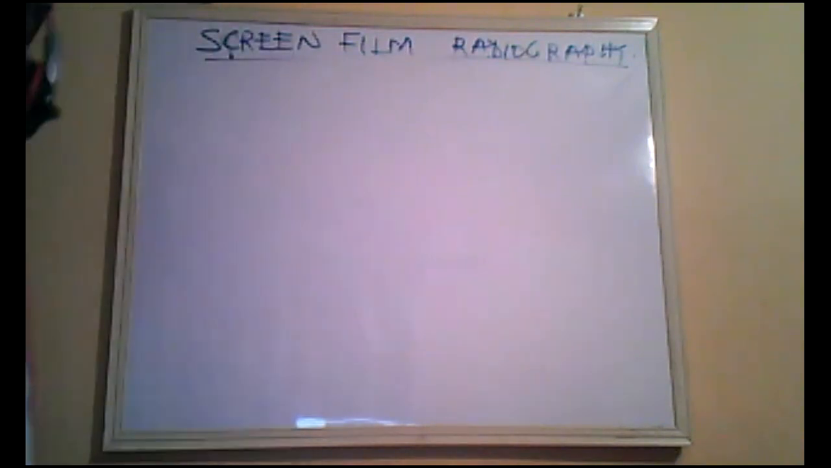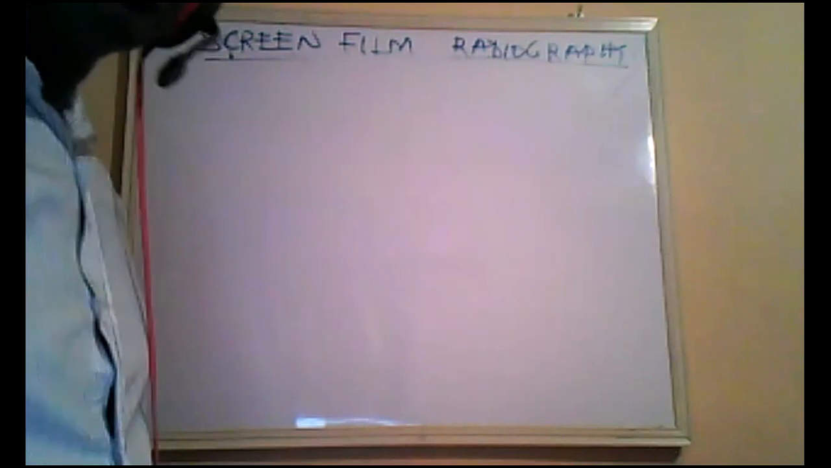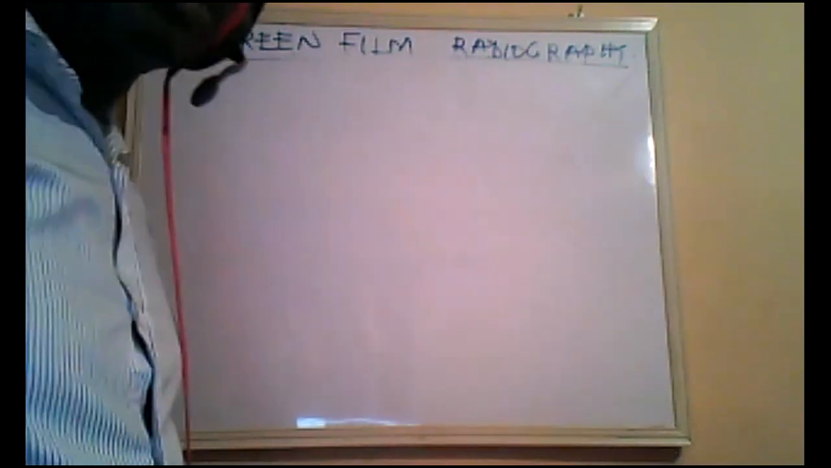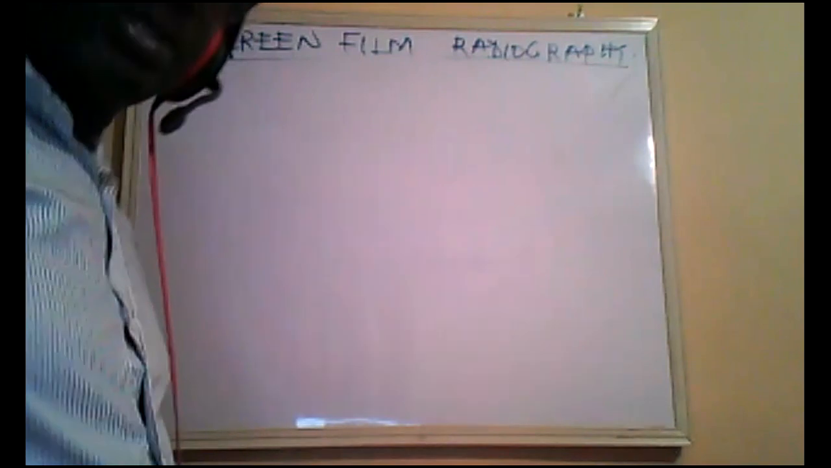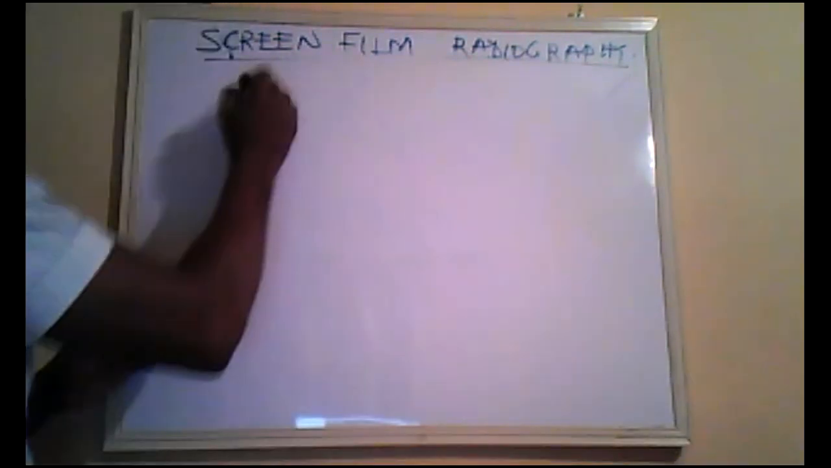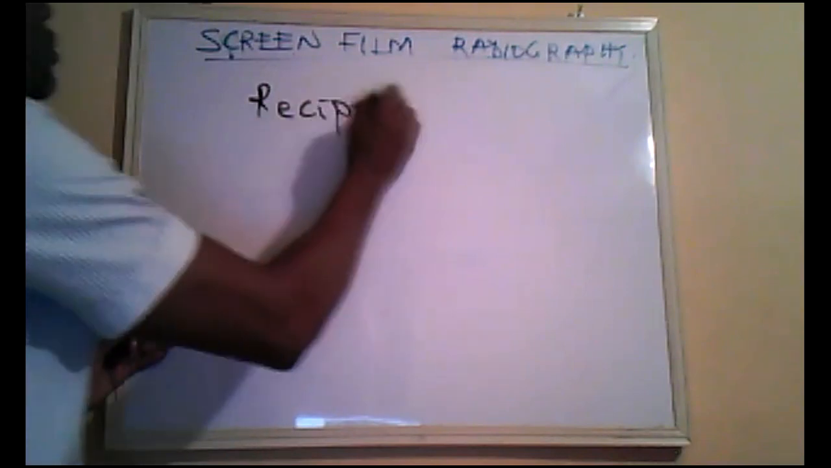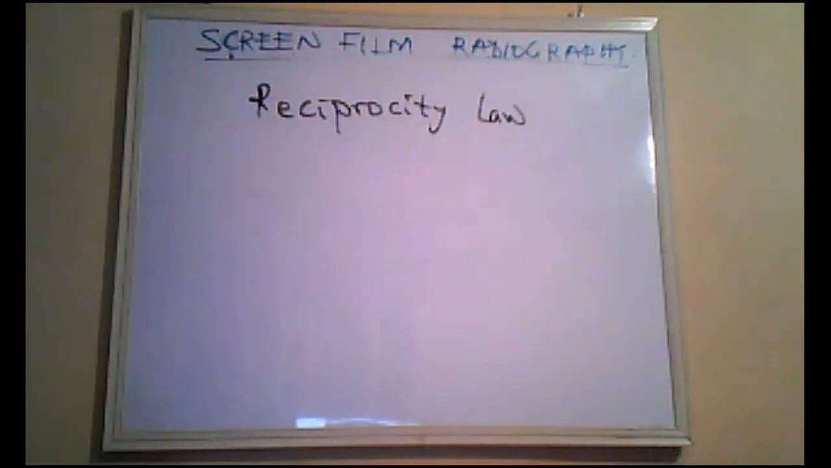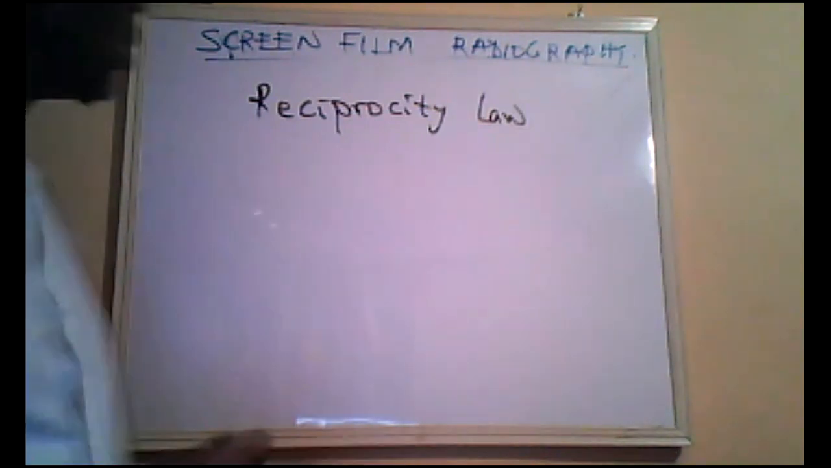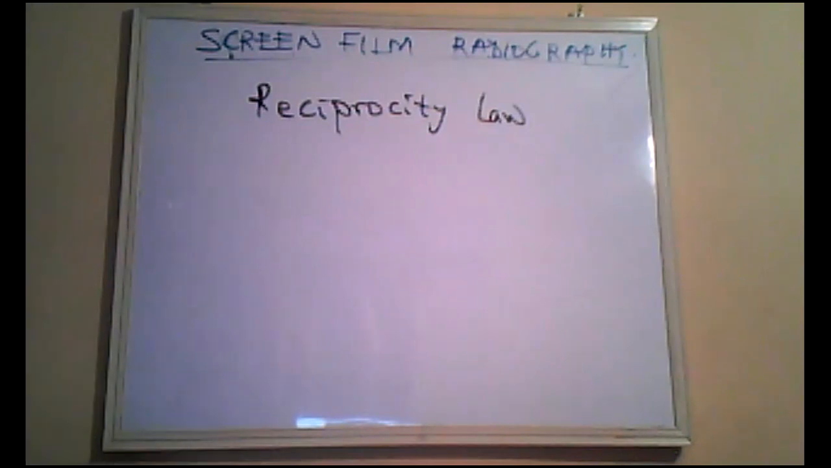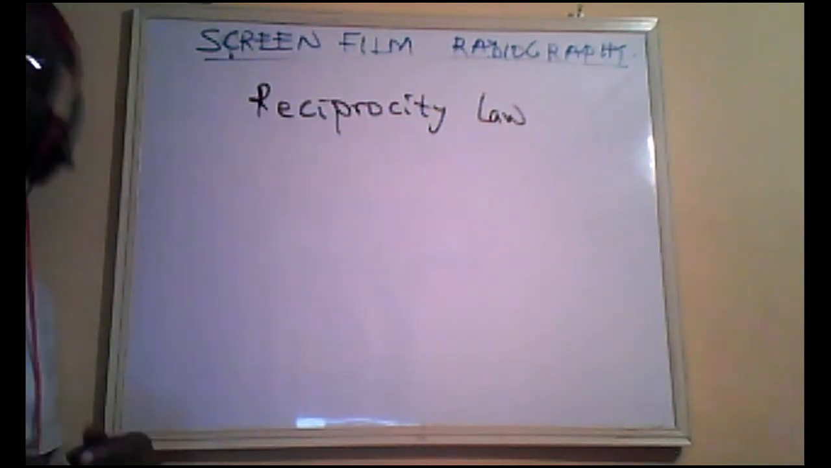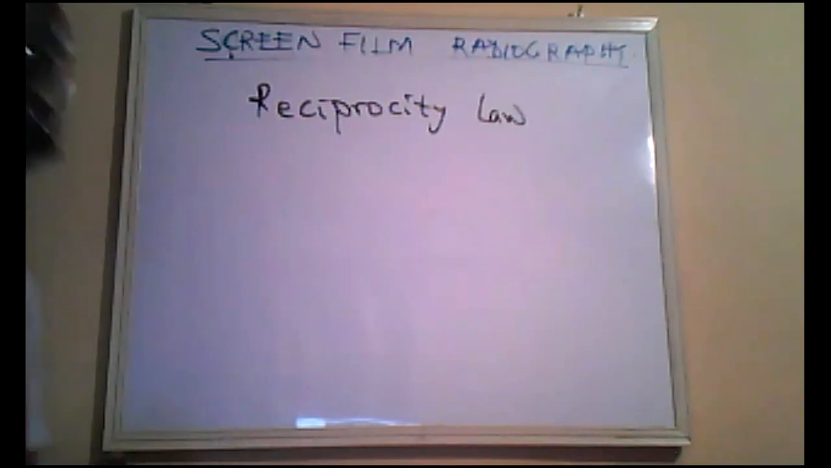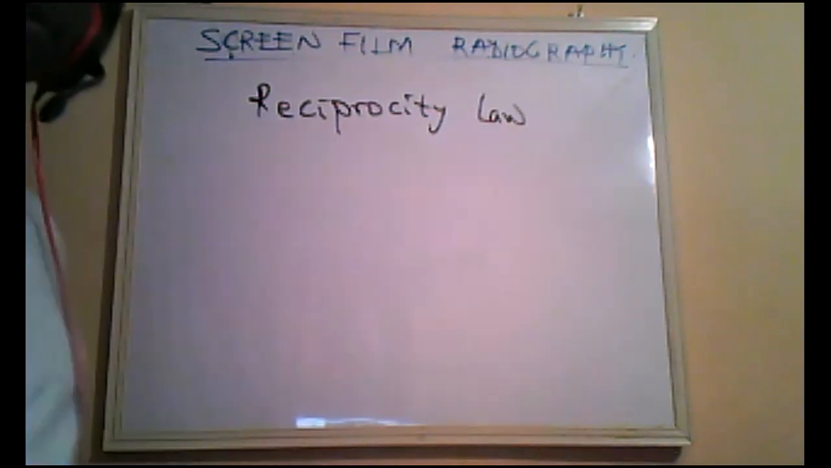Then one other thing we need to know about film before we go to something else is the reciprocity law. It just tells us that the OD is usually constant for a particular range of exposure. The OD has got to remain constant for a particular range of exposure.